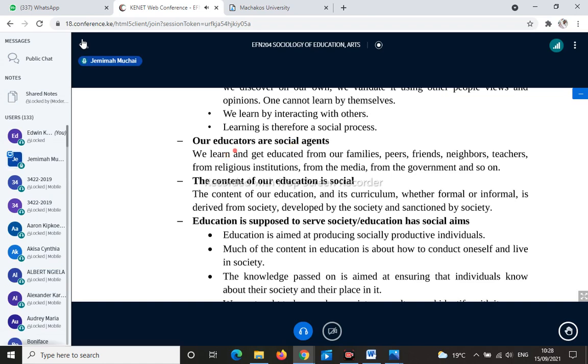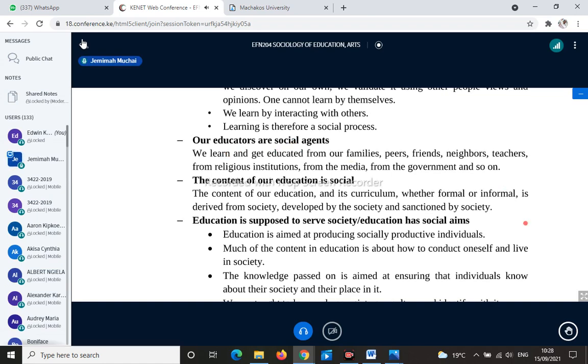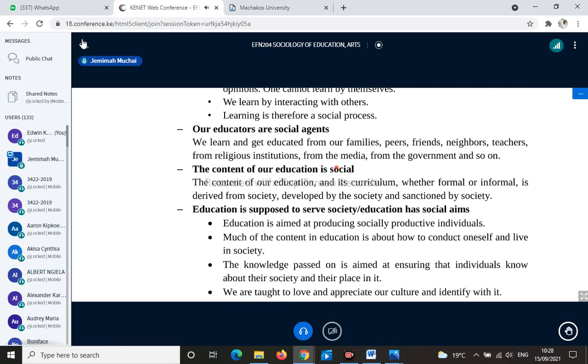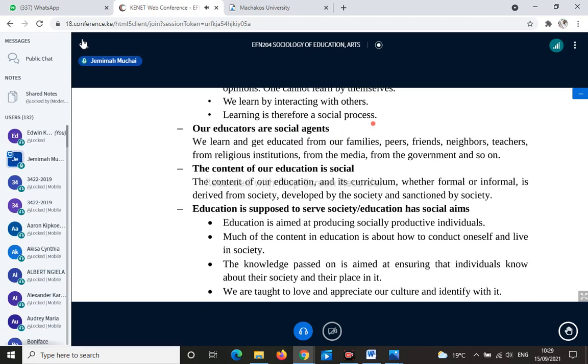Number two, our educators are social agents. We learn and get educated from our families, peers, friends, neighbors, teachers, religious institutions, the media, the government, and so on. In the first point, we said that we learn from and through others. Those others are the social agents, people who have been placed there by society to teach us.